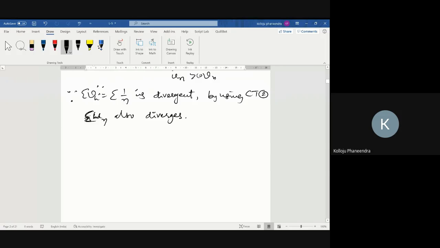See this problem, one cube root problem is there. What is that? Summation cube root of n cube plus 1 minus n.